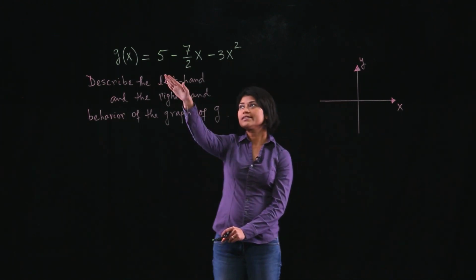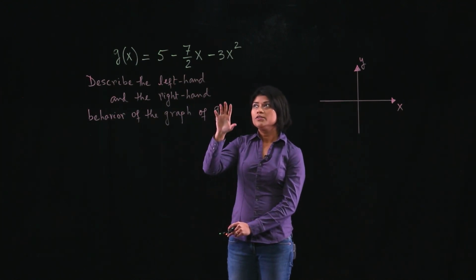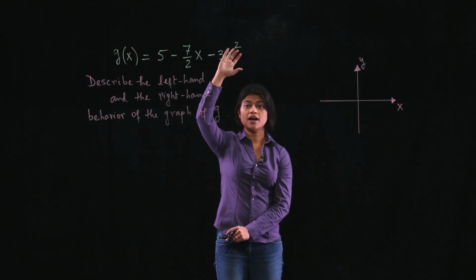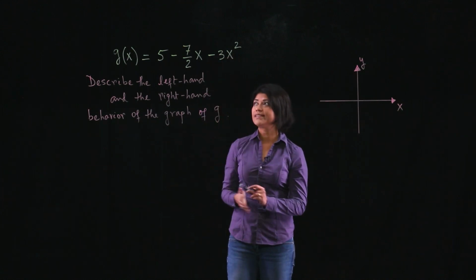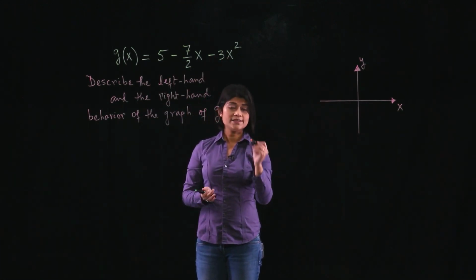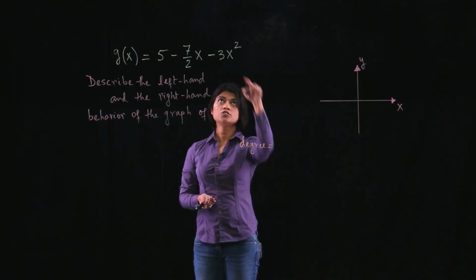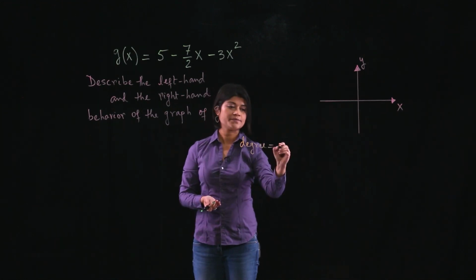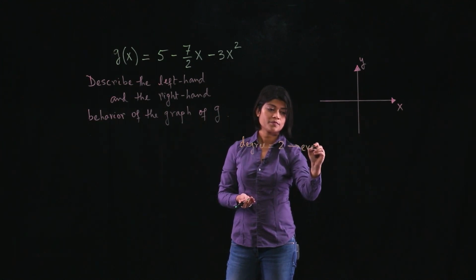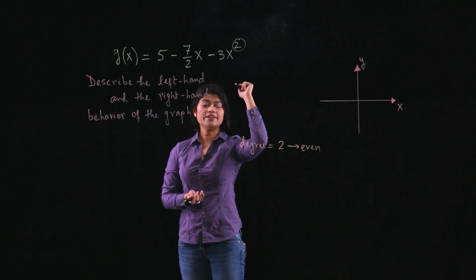Now, look, this is a polynomial, and so the dominating term is the term that has the highest power. Notice that for the function g, what is the degree of g? Degree is 2. That's the highest power of x. And that means the degree is even.